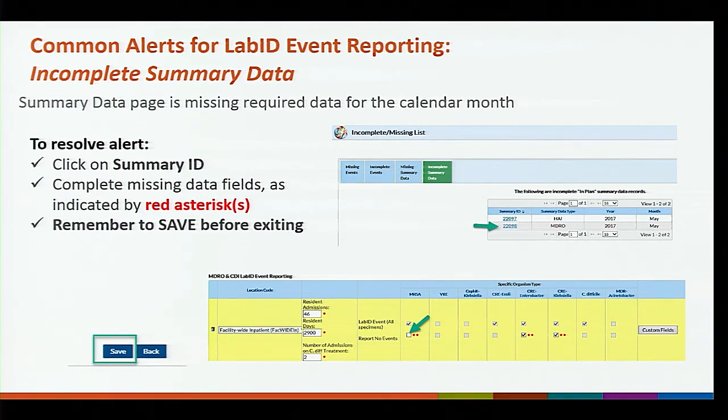Incomplete summary data. This again happens when your summary data is not complete and you are missing something. A lot of times you're just missing that one Report No Events, or you could be missing another variable.